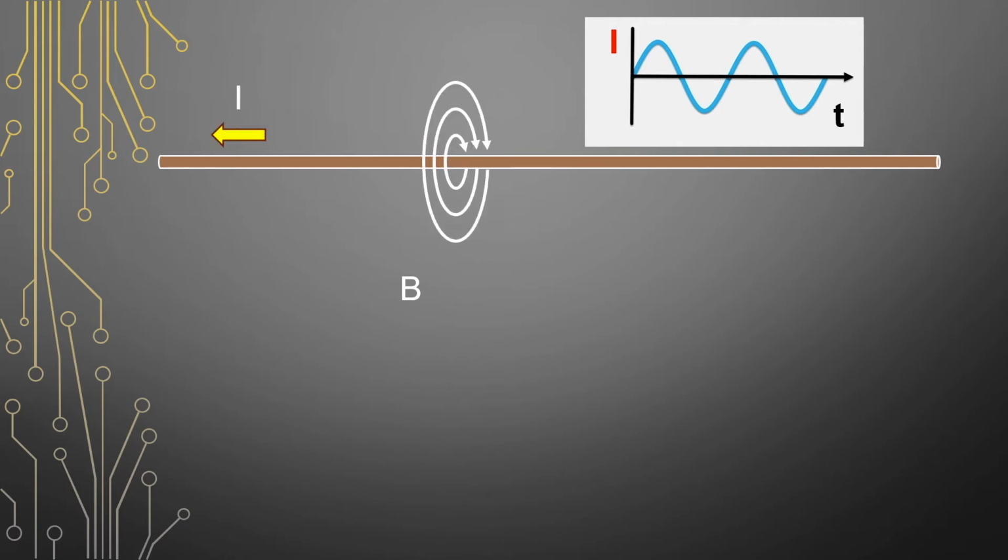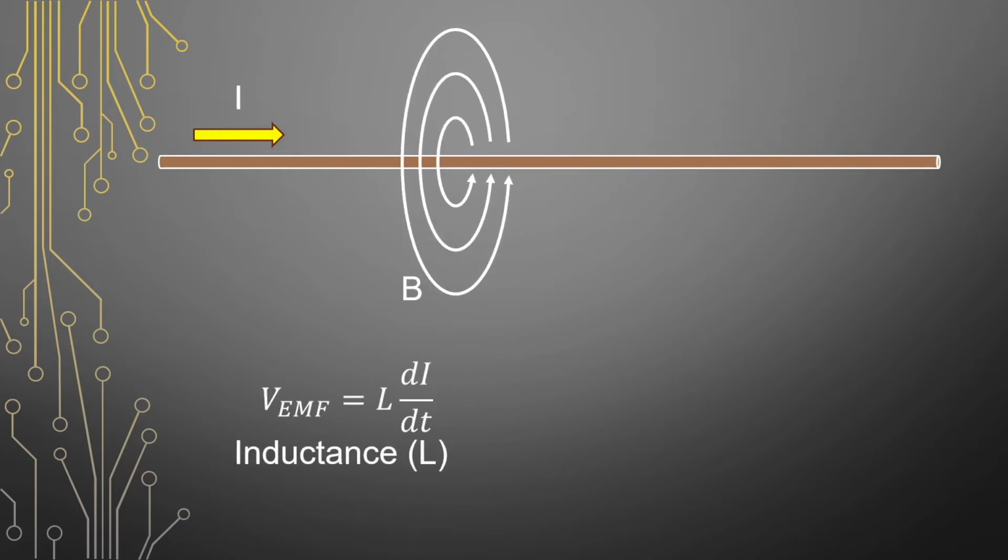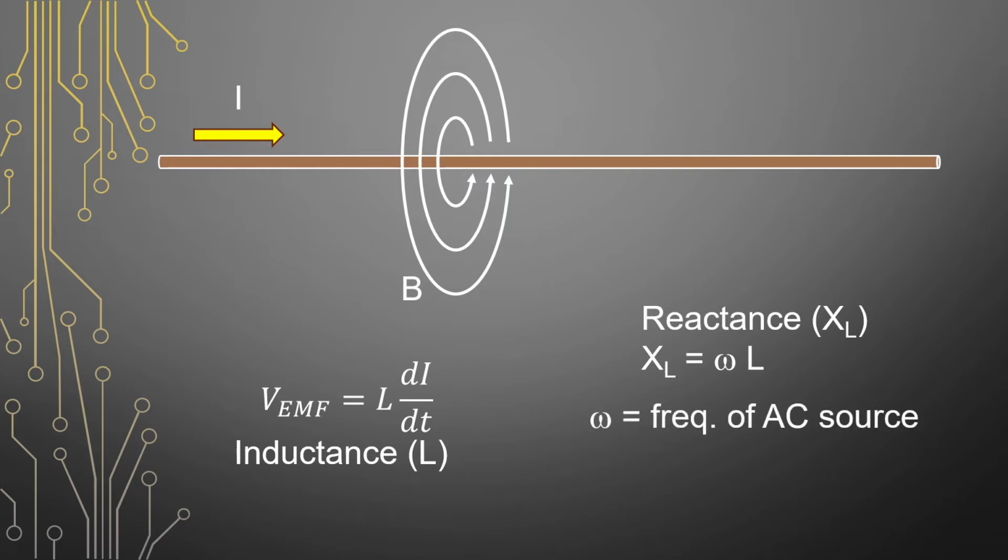It will generate a time-varying magnetic field. This changing magnetic field will create an opposing electromotive force along the wire, which depends on the rate of change of current. And the proportionality constant L is known as the inductance. We can think of the inductance as an additional resistance to current flow, also known as reactance. And the reactance is equal to the frequency of the AC source times the inductance of the electric circuit. So the larger the inductance, the more reactance the wire will experience, and the smaller is the current.